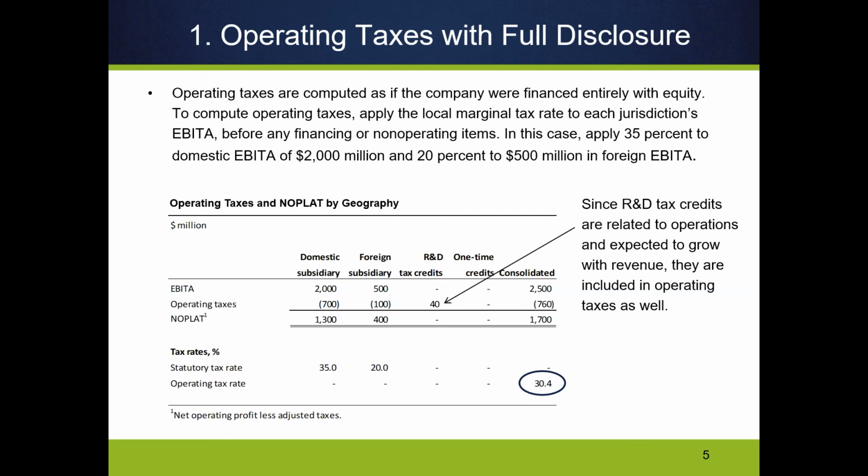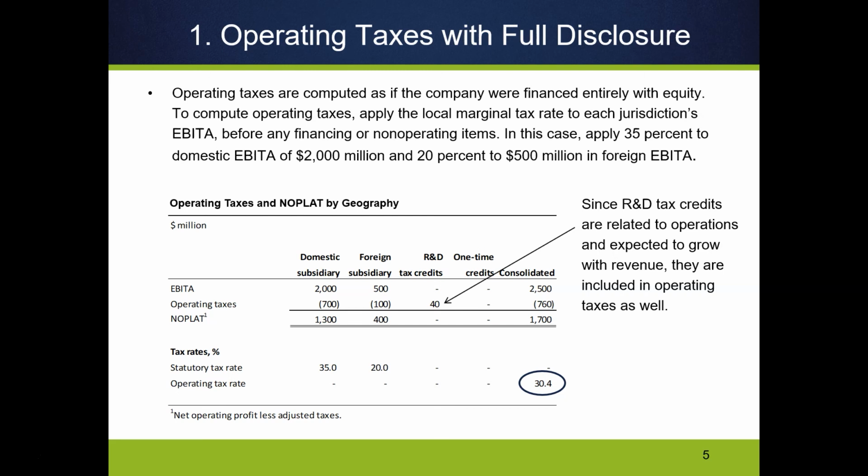Just go up to EBITDA, multiply EBITDA times the statutory tax rate in the US, 35%. So we get $700 million in operating taxes on $2 billion in EBITDA. The foreign subsidiary has $500 million. We pay a 20% statutory tax rate on that income for $100 million in operating taxes. We include the R&D tax credit here. This is related to the operations of the firm. It's going to grow with revenue. The tax credit is percentage-based, so as we earn more income, we'll get higher tax credits. Higher revenue, higher tax credits. So that's going to be included in operating taxes.